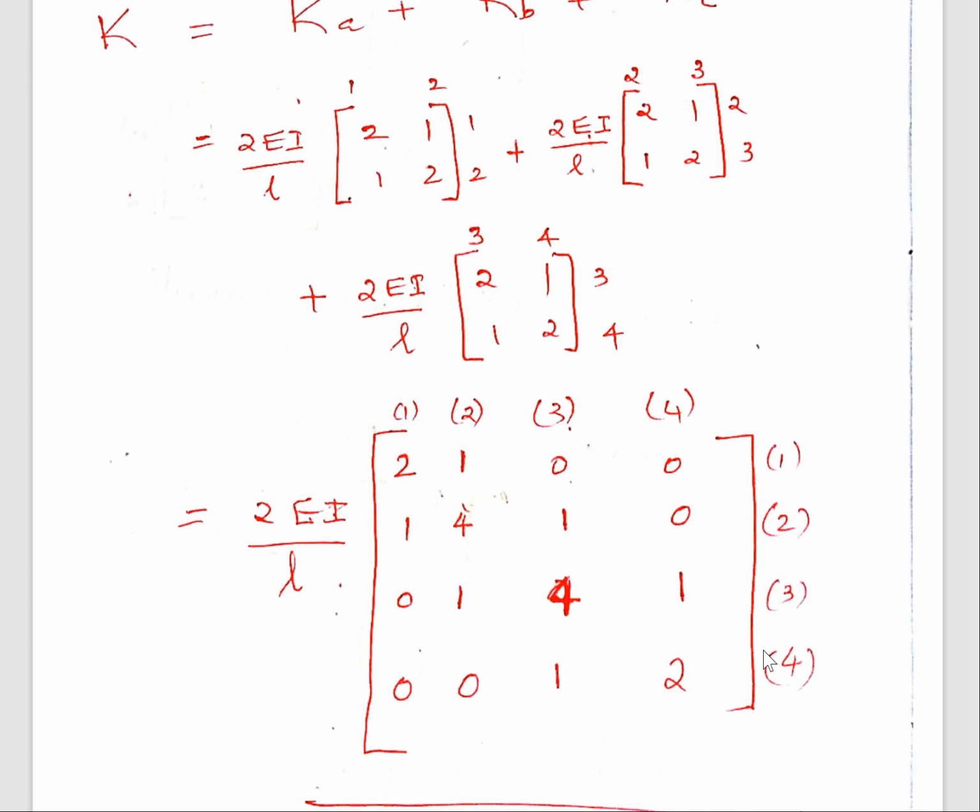Now coming to the fourth row. First column fourth row, we don't have any element. Second column fourth row, also we don't have any element. Third column fourth row, we have one element here, that is 1. Then the last element is fourth column fourth row. We have only one element, that is 2. So this is how we assemble the total system stiffness matrix or the structure stiffness matrix.